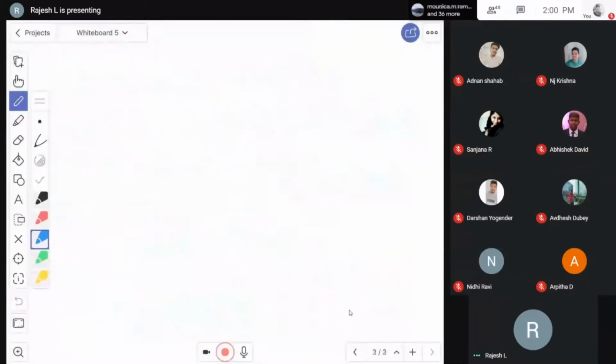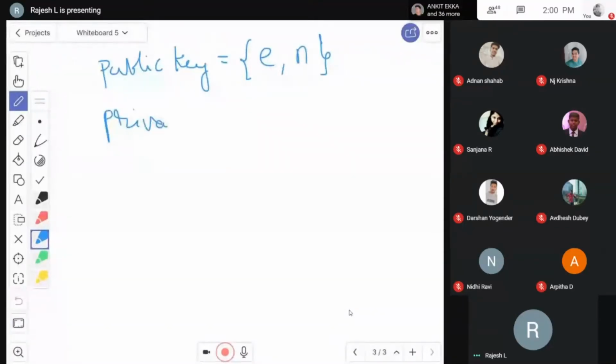After this, the public key is a combination of E comma n, where n is nothing but P into Q, and the private key is a combination of D comma n. D is your private key. For decryption we are using D, and for encryption we are using E. We get D and E by using these steps.